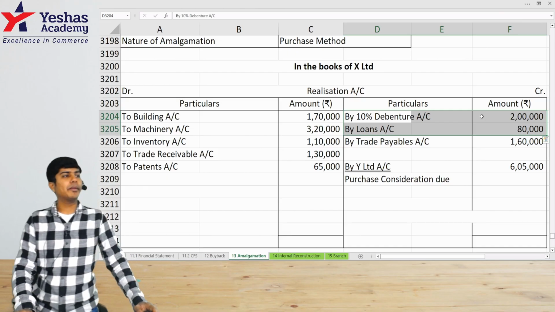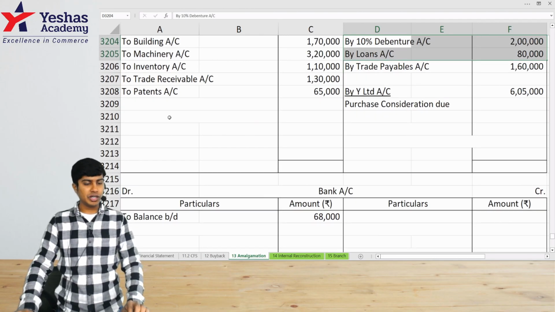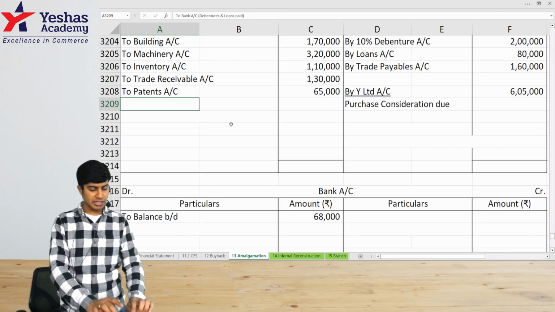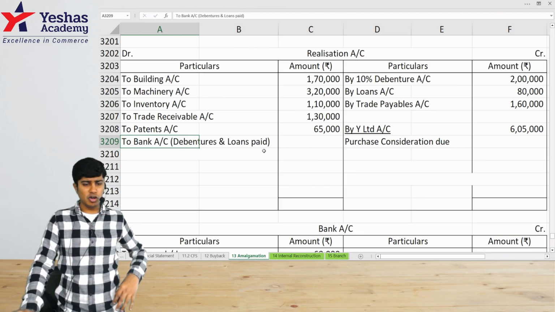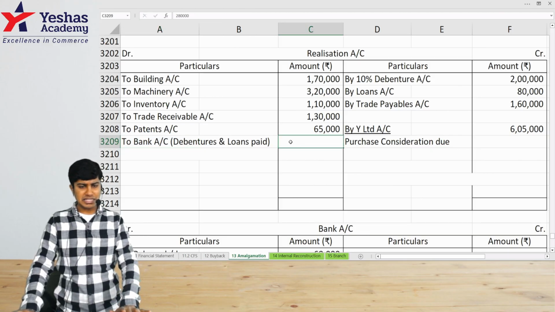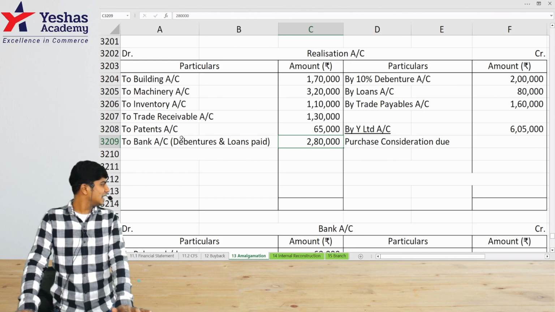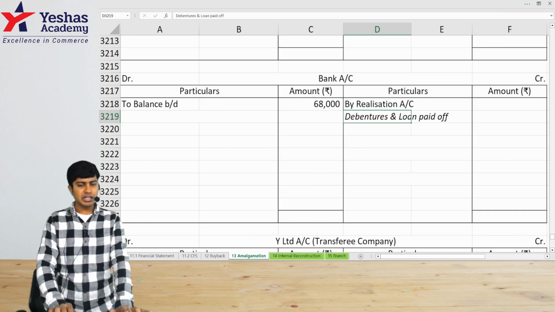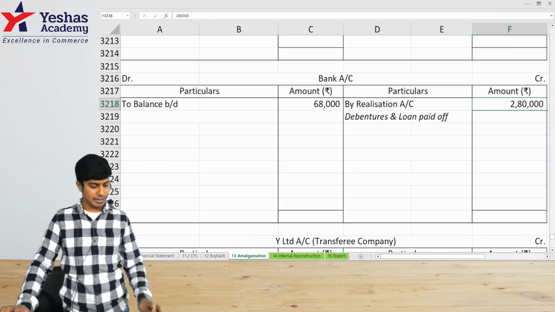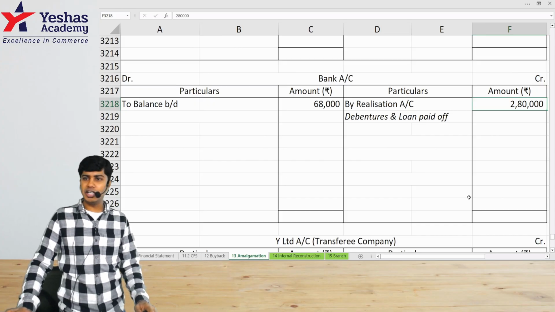What is the entry when you pay? Realization account debit to bank. So in realization account, I would write on the debit side to bank. You want me to write 2 times or is one entry good? One entry. How much? 2 lakh plus 80, 2 lakh 80. If you want, I can write them 2 times: 2 lakh separate entry, 80,000 separate. In realization, I wrote to bank. In bank account, I'll write by realization, debentures and loan paid off 2 lakh 80. Assets not taken over, settlement done. Liabilities not taken over, settlement done.